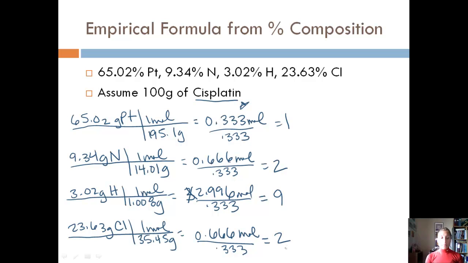And so my empirical formula, and you can just write your elements in the order that they're given in the problem, would be platinum, no subscript because it's a 1, then N2H9Cl2. Okay, so make sure you try that previous example if you haven't already, and we'll go over it in class.